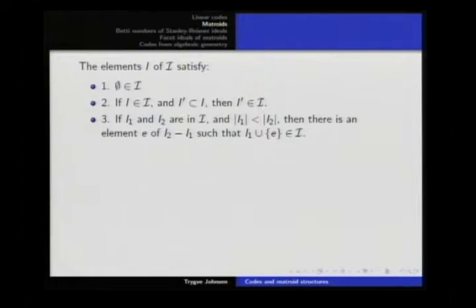The elements of such an I then satisfy this: that the empty set is there. You see that if something is independent, then a subset of it is independent. And in addition, you have this third thing here, that if I2 is bigger than I1, then you can add something from it to get something independent.